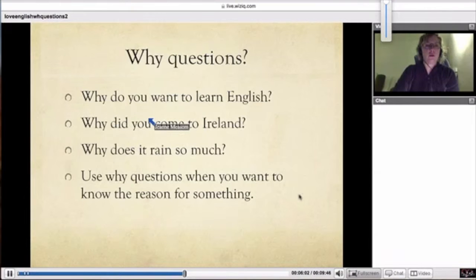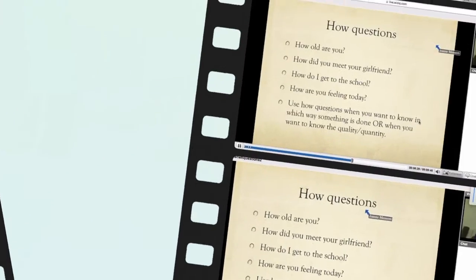Why questions. Why do you want to learn English? I want to learn it for my job. Why did you come to Ireland? To learn English. Why does it rain so much? Because it's Ireland. It's a small island. Use why questions when you want to know the reason for something. So the reason that you want to learn English, the reason you came to Ireland, the reason it rains so much. WH questions are for a reason.